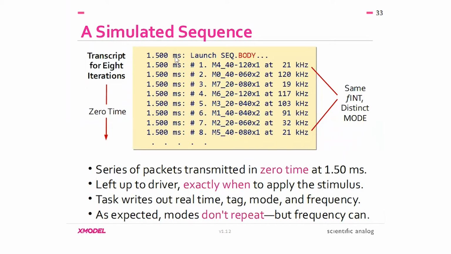Here's a part of the transcript. We've just launched the body task of the sequence object, and because these transactions are untimed, everything happens in 0 milliseconds. The tags do get incremented, and we are seeing cyclic random modes with no repetition until all 8 values have been used up. Notice the frequencies do repeat here and there, but very likely they're at different modes. So we do not think it worthwhile to correct that.